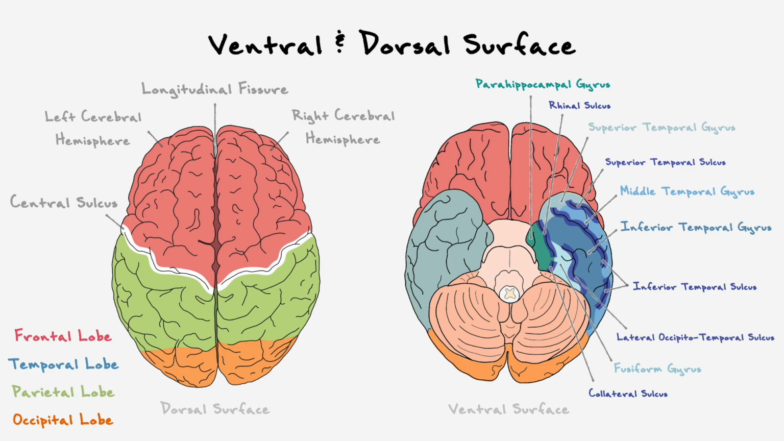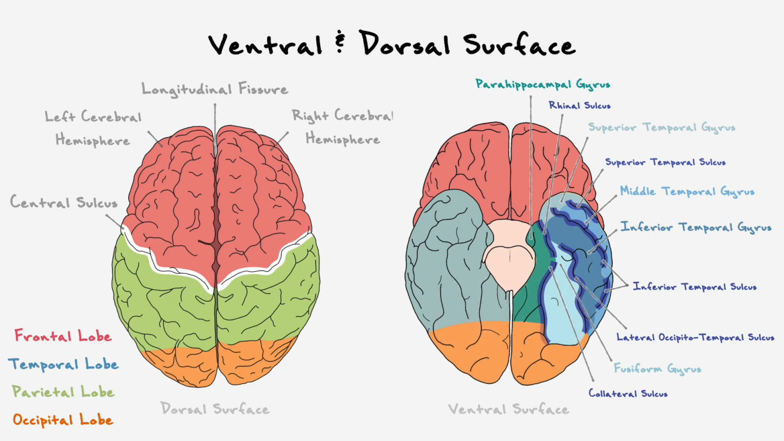To better see these structures, we can consider a ventral view with no cerebellum and no brainstem. As you can see, the boundary between the temporal and occipital lobe is a bit vague on the ventral surface, and rightfully so, because there are no evident landmarks to divide them, so in this diagram you can take this temporal-occipital division with a grain of salt.